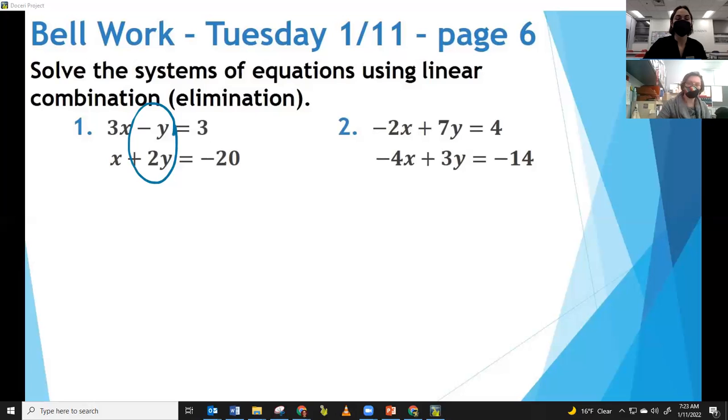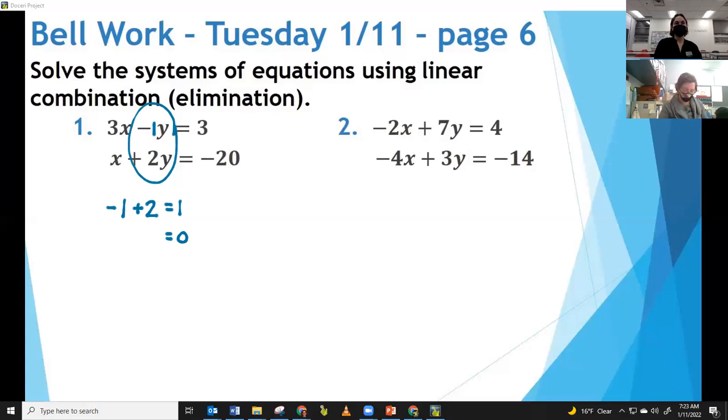Let's look at it. I have a negative 1y and a positive 2y. What is negative 1 plus 2? It's 1. Absolutely correct. When things cancel out, what I'm looking for is that they will equal 0. So these two together aren't going to cancel because I get a 1y and I want to get no y's. I want 0 y's left.